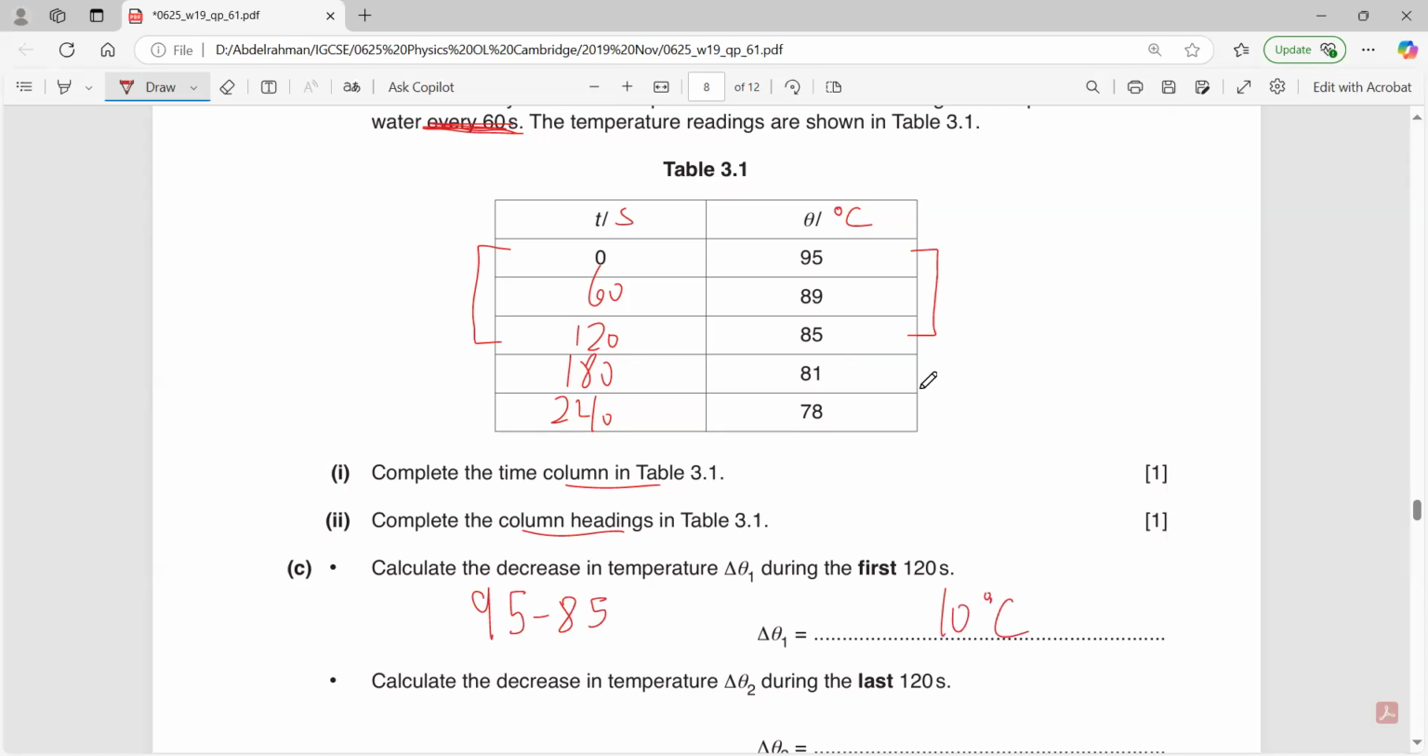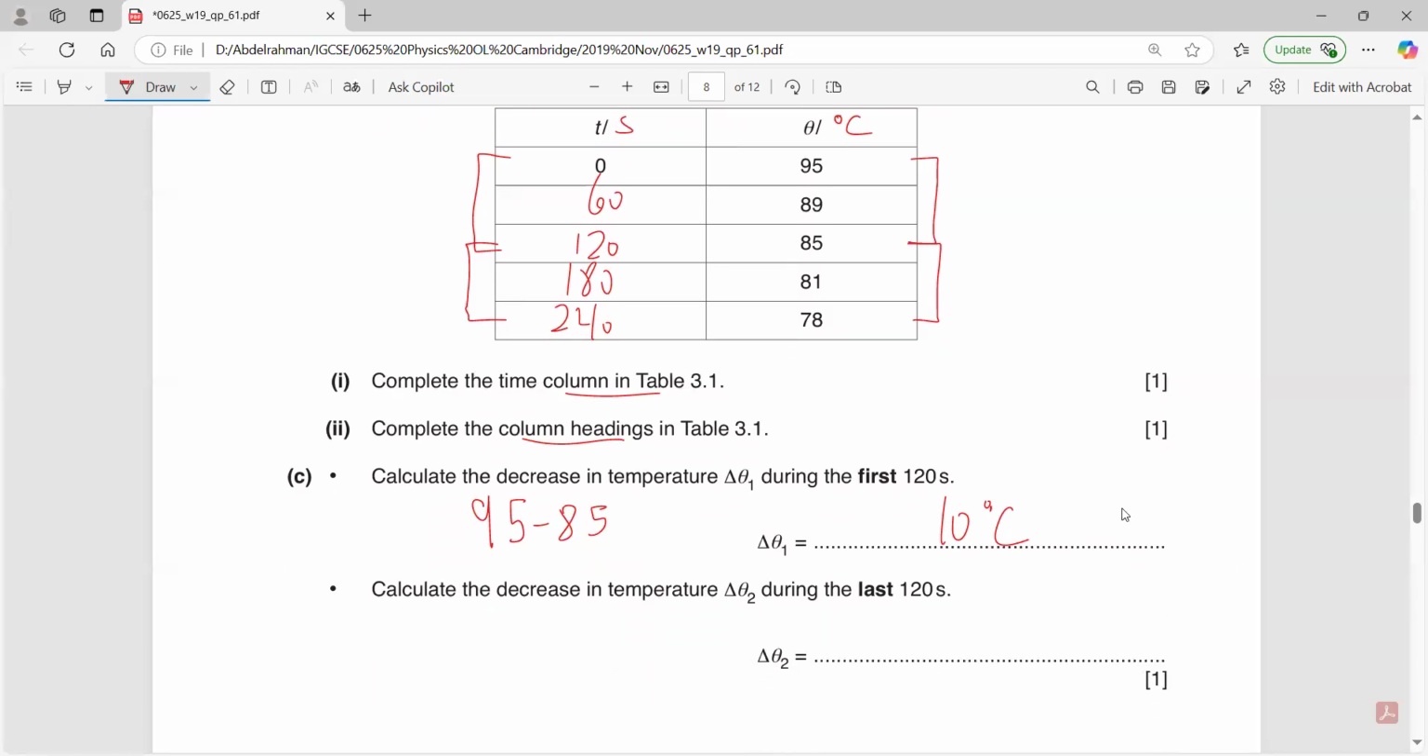Can I find the decrease in temperature during the last 120 seconds? Yes, I can find it during the last 120 seconds. I started at 120 and ended at 240. So 85 minus 78, which is 7 degrees Celsius. Guess it's easy up to now.